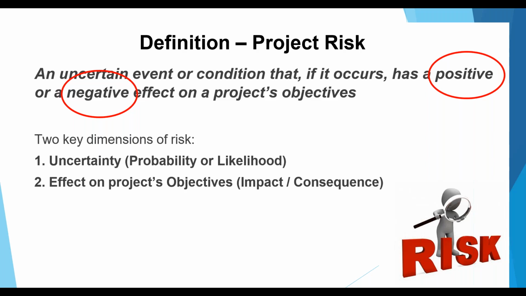The definition includes two key dimensions of risk, if you can see. The first one is uncertainty, which is like the probability or the likelihood of occurrence of that event.